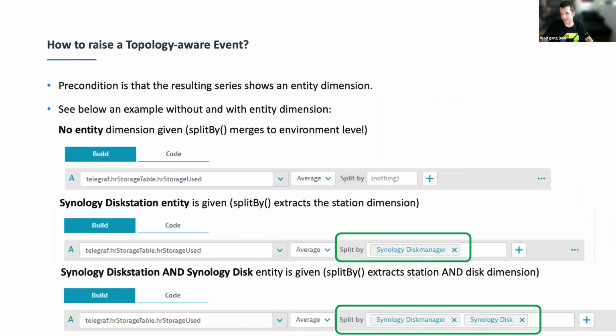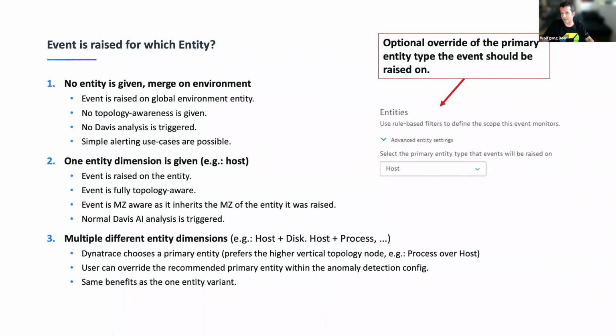So that's automatically selected for you. In case you don't want our automatic selection, then you can override that in the configuration by selecting what is the primary entity you would like to raise the alert on.